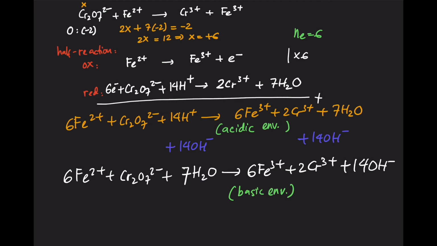So if you are to balance such a redox reaction in basic environment, I would suggest that first you try to balance it in acidic environment and then add a certain amount of OH minus. Don't forget to cancel out the water. Then you will get a balanced reaction in basic environment.